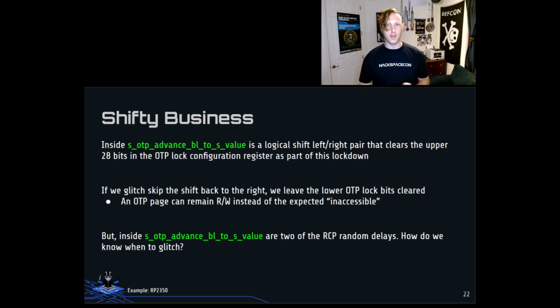So if you think of your bitwise operations, we are shifting the values of the configuration register left and then shifting it back right in order to clear out the upper 28 bits. But this proposes an interesting scenario. If we can shift it left, but then glitch and skip the shift back to the right, that means we've left the lower OTP bits cleared. They were cleared as part of that shift left. And an OTP page can then remain read-write instead of the expected inaccessible.